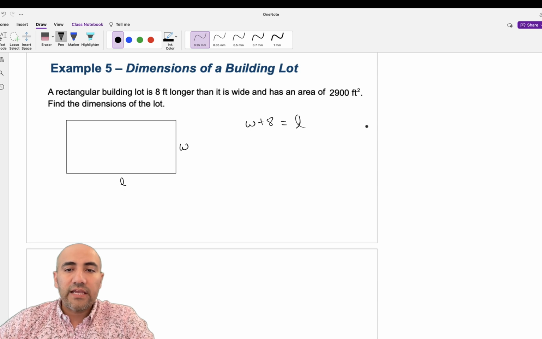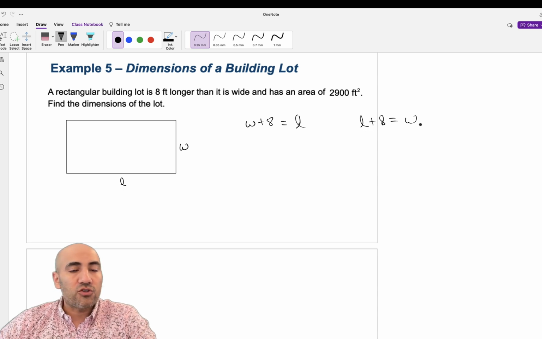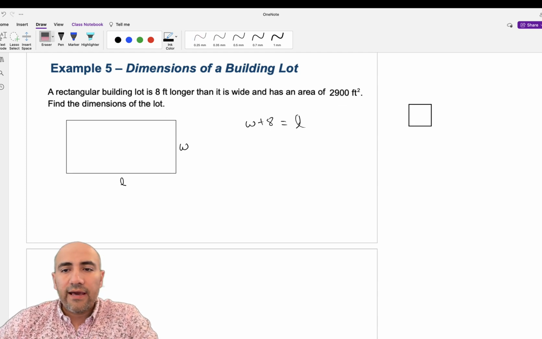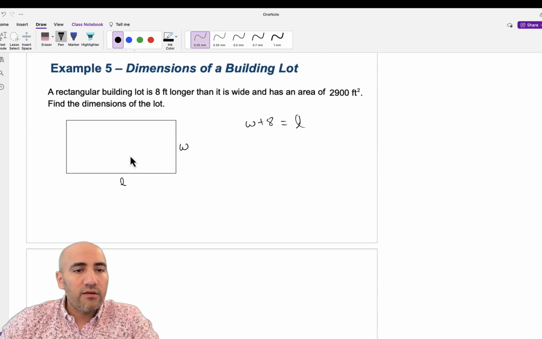So a very common mistake is for people to do this. Right? And hopefully it's clear why this one can't be true. The L is already the longest one, and you want to add 8 to it to make it equal to the shortest one. So that doesn't make any sense, right? Okay, so we have a way of describing L. L is equal to W plus 8.